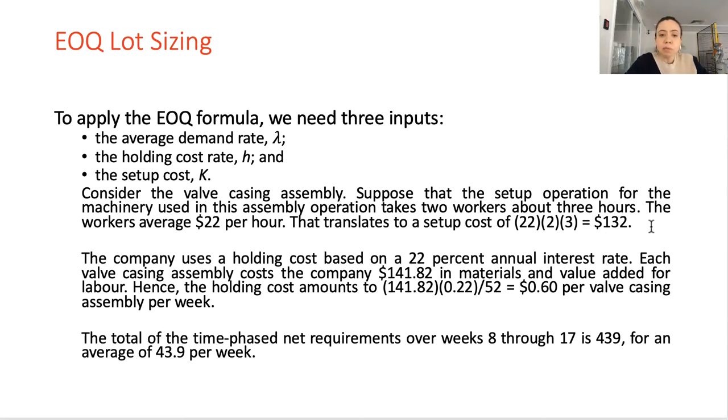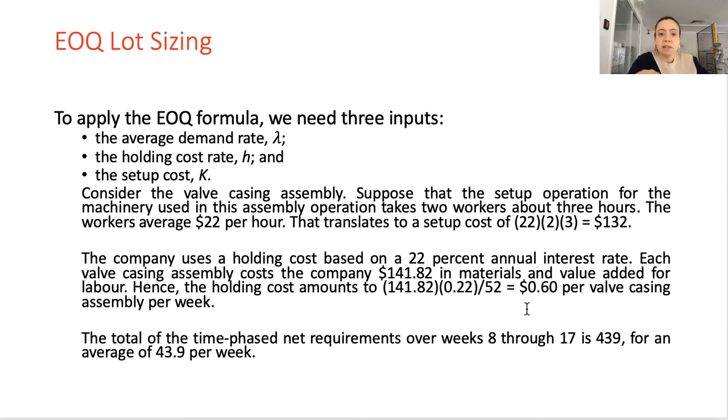Also, the company uses a holding cost based on a 22% annual interest rate. And we assume that the cost of these assemblies is approximately $141. Now we will calculate the weekly holding cost by multiplying the cost of the product with the annual interest rate, but we will divide this by 52 because we want to calculate this holding cost weekly, and we obtain a holding cost of $0.6 per valve casing assembly per week.